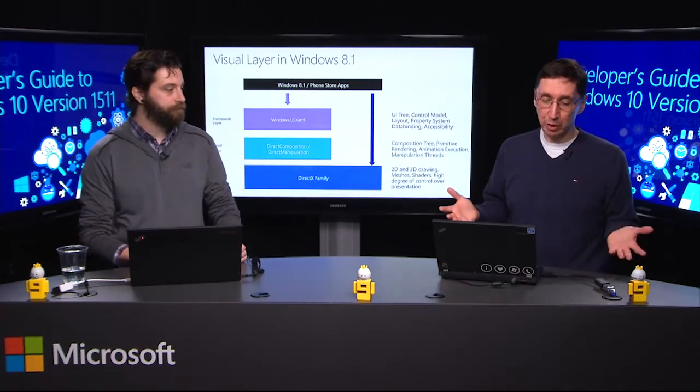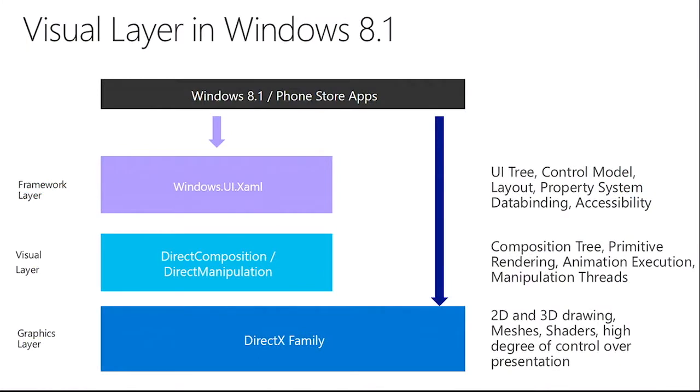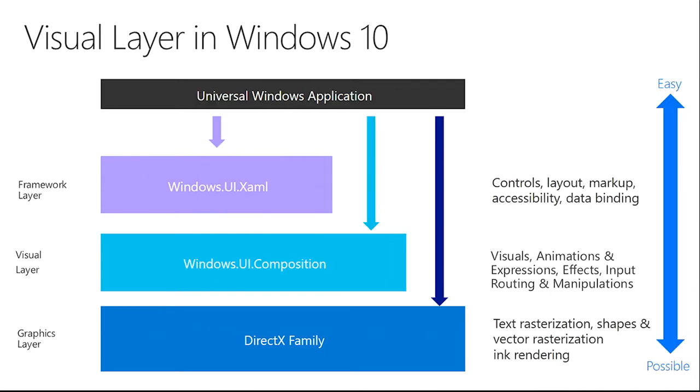There was a direct composition layer available, but it was only available to Win32 apps, and it's not something modern app developers were really taking advantage of. It sat primarily underneath the frameworks to power them, and it had decomp and direct manipulation. That all changed in Windows 10. We created a brand new visual layer called Windows.UI.Composition, which is what we're talking about today. It is directly accessible. It's a WinRT friendly API. It's in C#.